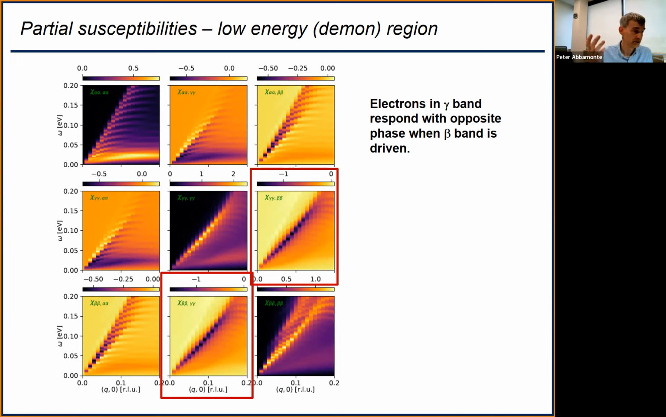It's not a simple collective mode. So this thing is a demon, okay? It's an out of phase excitation. It's neutral, it goes to zero, it violates the F-sum rule and all that. So there's no question that in the calculation, there's a demon, which means you expect a demon to exist in strontium ruthenate.